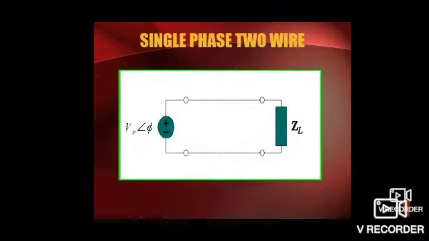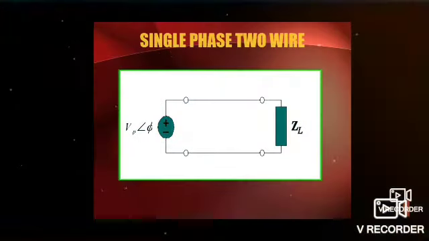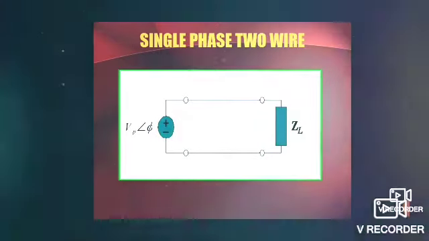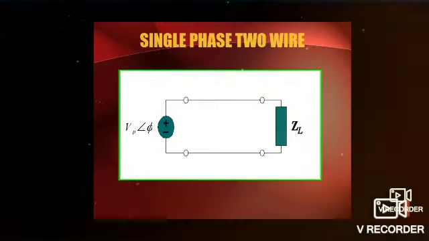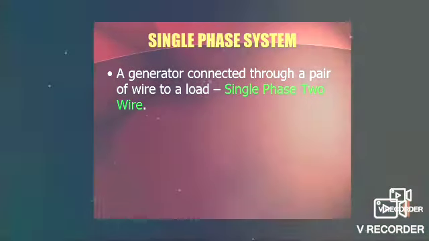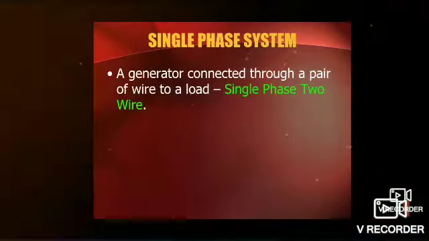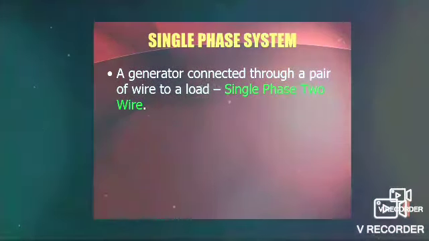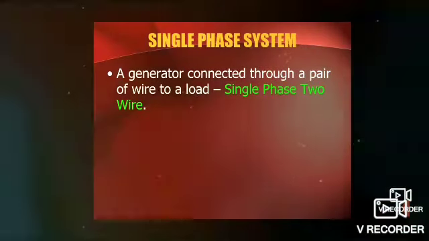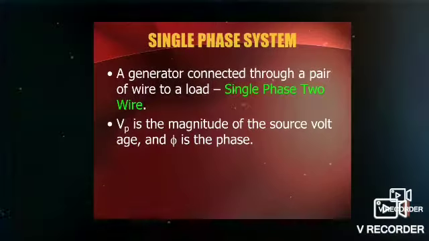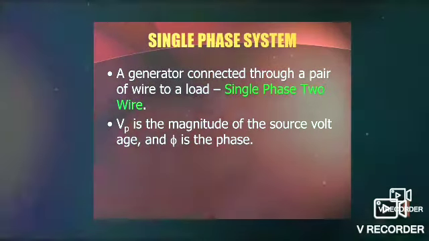So the diagram shows the single phase two wire system. It has two wires. One is phase wire, another one is neutral wire. And the value of magnitude of voltage is Vp and the phase angle is phi. So a generator connected through a pair of wires, that is two wire, to a load is called a single phase two wire system, in which Vp is the magnitude of the source and phi is the phase angle.